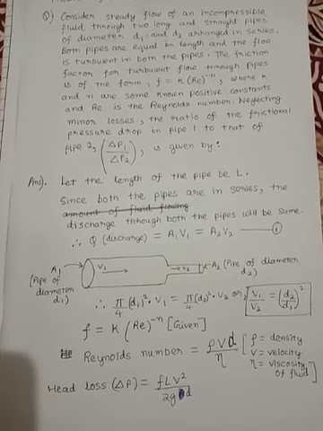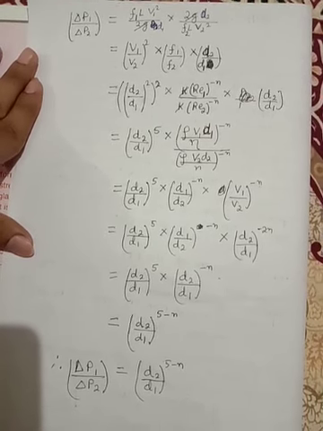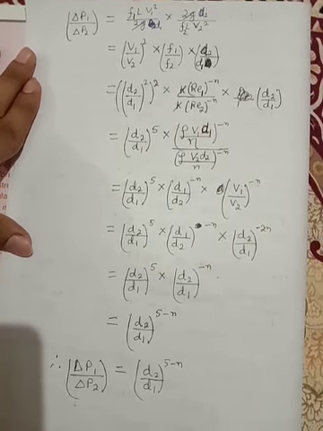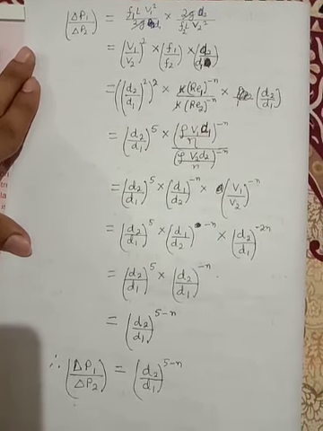Therefore we compare the head losses in both the pipes. So we see that ΔP1/ΔP2 is equal to f1 L1 V1²/2gD1 divided by f2 L V2²/2gD2. We see that the gravitation and the length of the pipe are the same. So the things which vary are the velocity, the friction factor, and the diameter of the pipe.